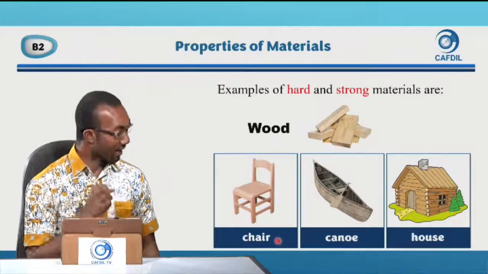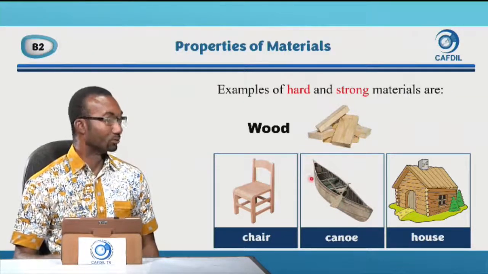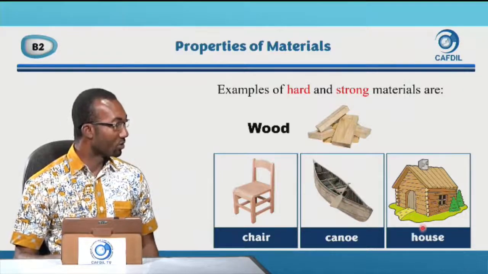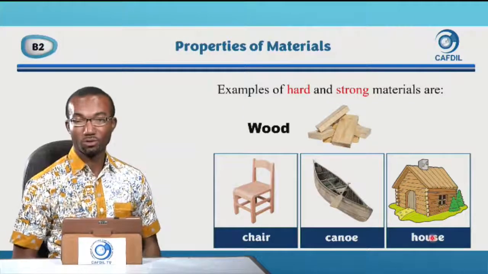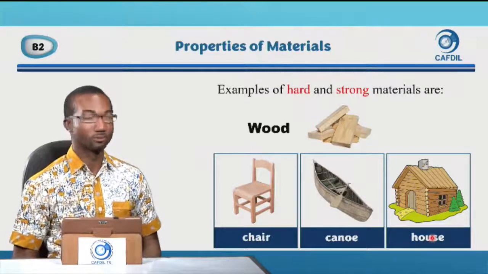So wood is very hard and strong, and because of that we use it to make chairs. Fishermen also use it to make their canoe. And because wood is hard and strong, we also use it to build houses.